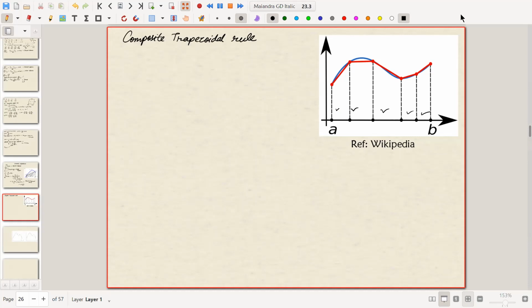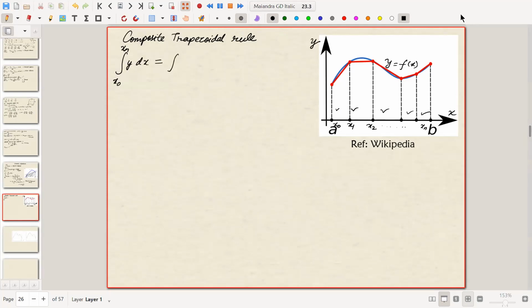Maybe I can say this is x naught, this is x1, this is x2, and so on, and say this is xn equal to b. So you can write, say this is y equals to f of x. This is y, this is x. Say you are trying to integrate from x0 to xn, that is from a to b, y dx or f(x) dx. Then how can you do it?